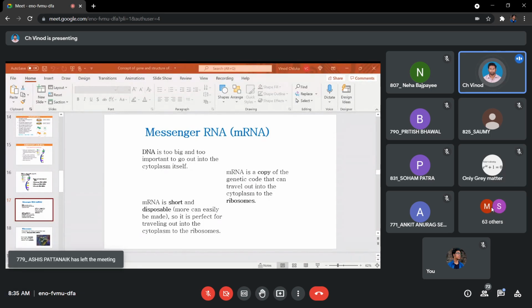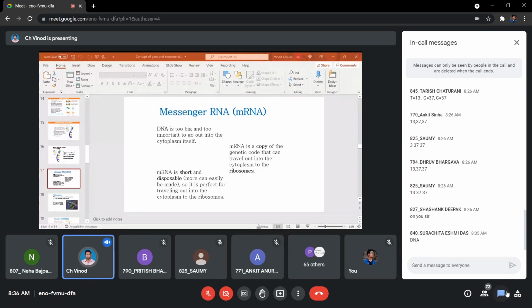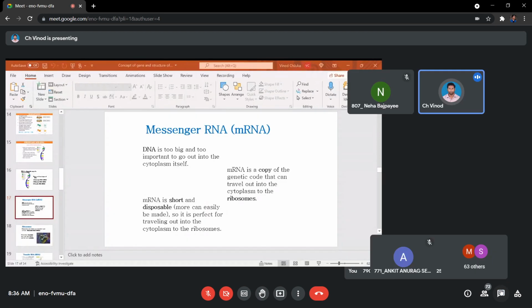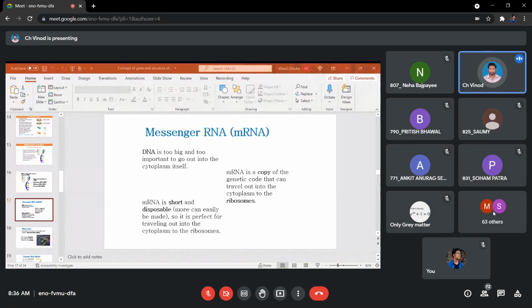It is small and it can easily pass through all sorts of passages. Whereas a DNA molecule is double stranded. Number one, it has many other extra elements in it, and transporting this DNA molecule is again a tedious task.